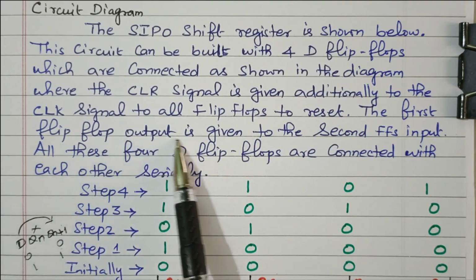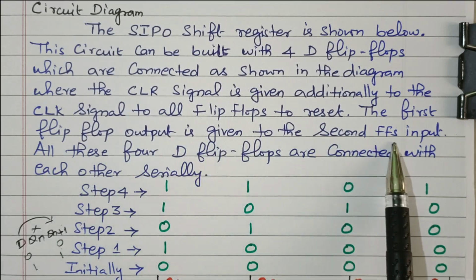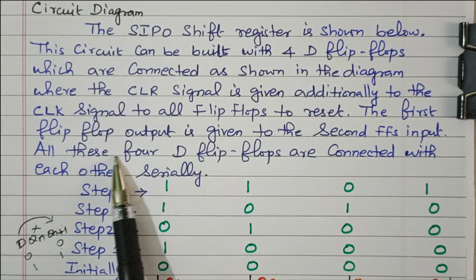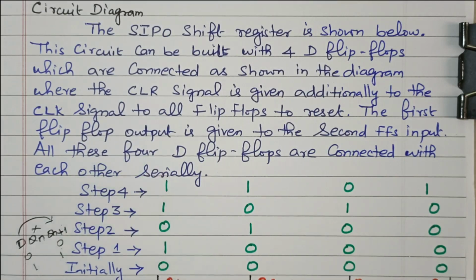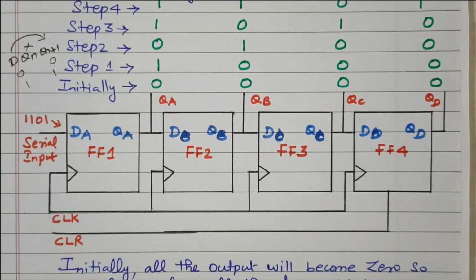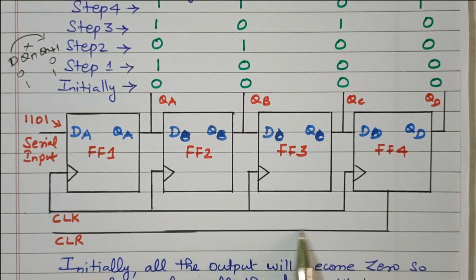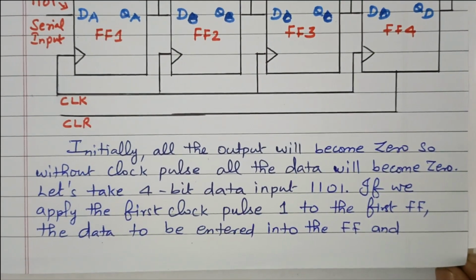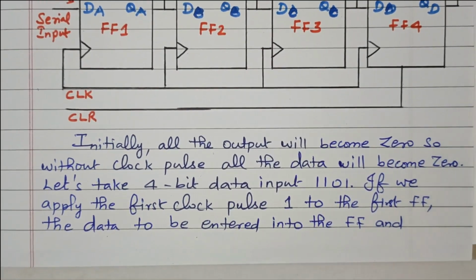The first flip-flop output is given to the second flip-flop input. Like that, the 4 flip-flops are connected serially. See the diagram here. So the clear input is also available. Now we are applying 4 clock pulses, we will see the detail.